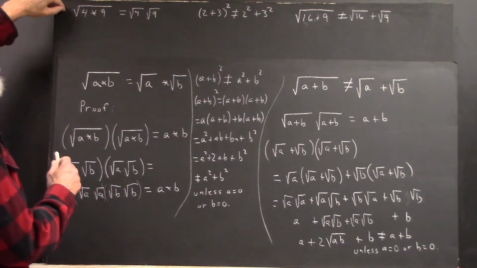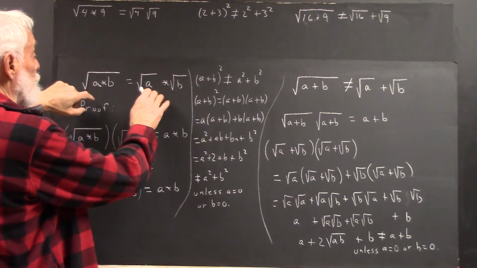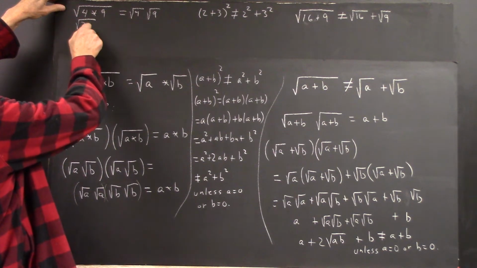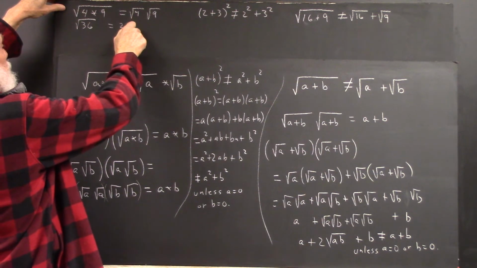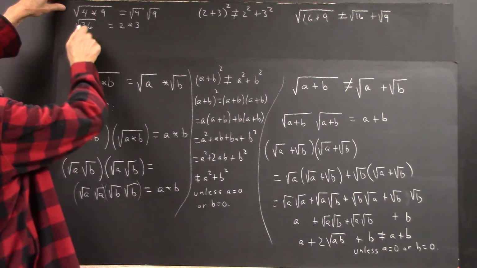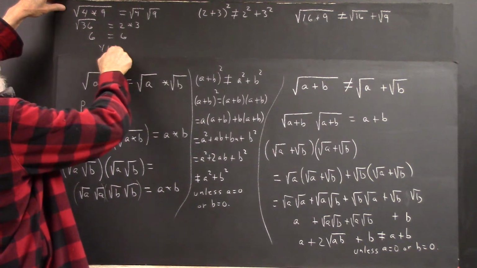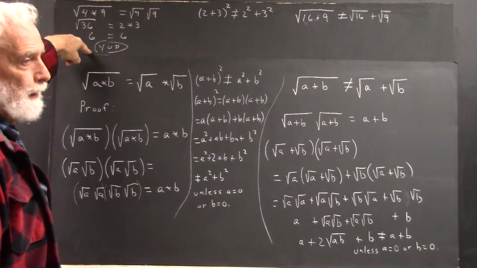Square root of 4 times 9 equals the square root of 4 times the square root of 9, an example of this one, which is true. We can easily show that this is true. Square root of 4 times 9 is the square root of 36. Square root of 4 is 2. Square root of 9 is 3. Square root of 36 is 6, equals 6. And using fancy mathematical language, yep, it's true.